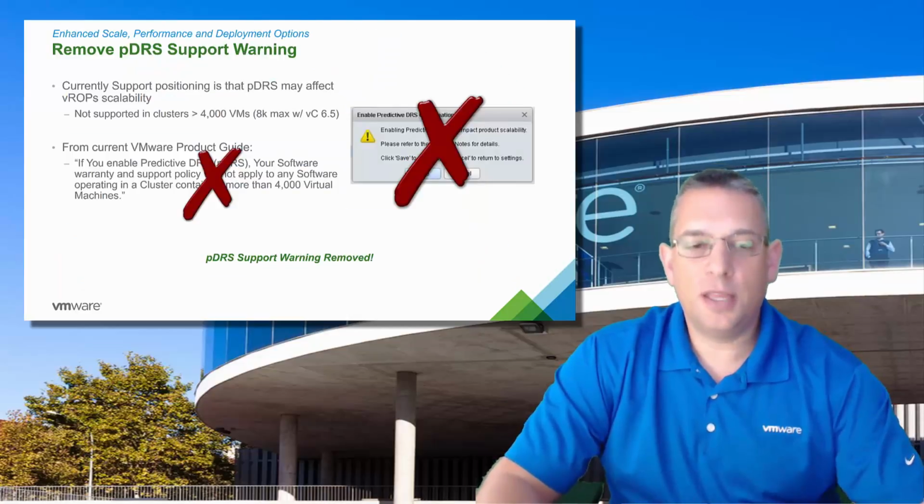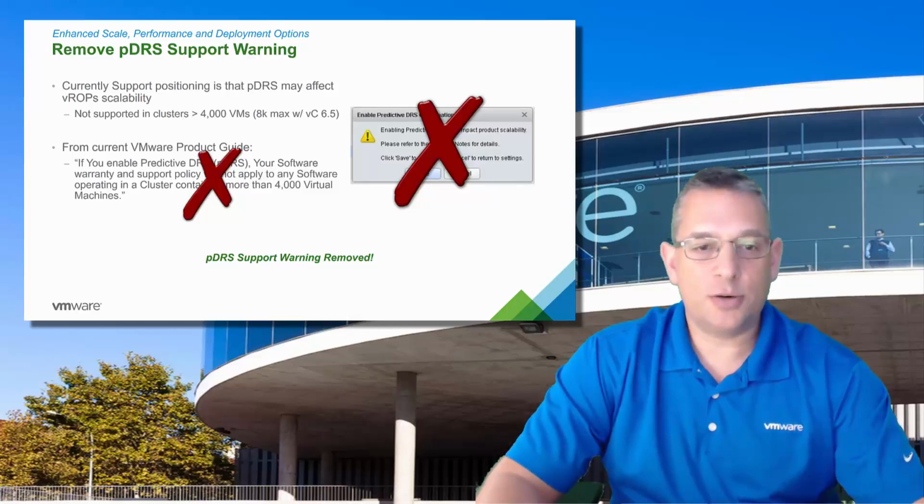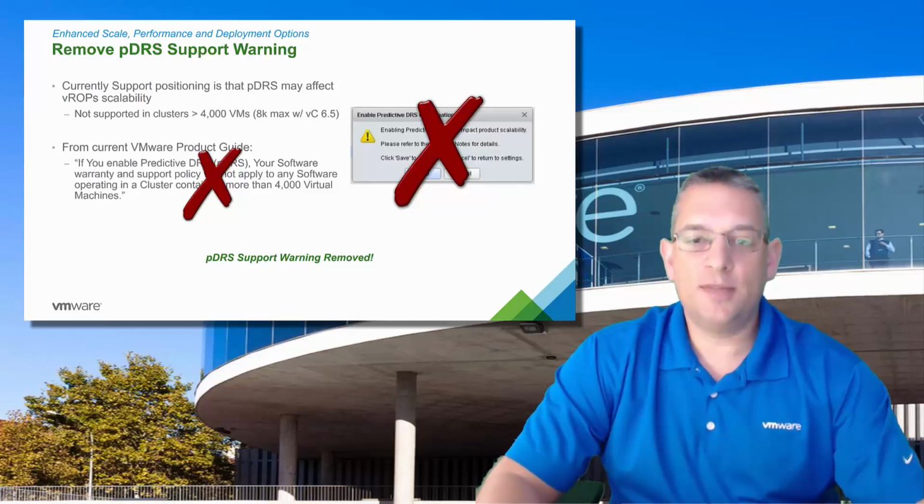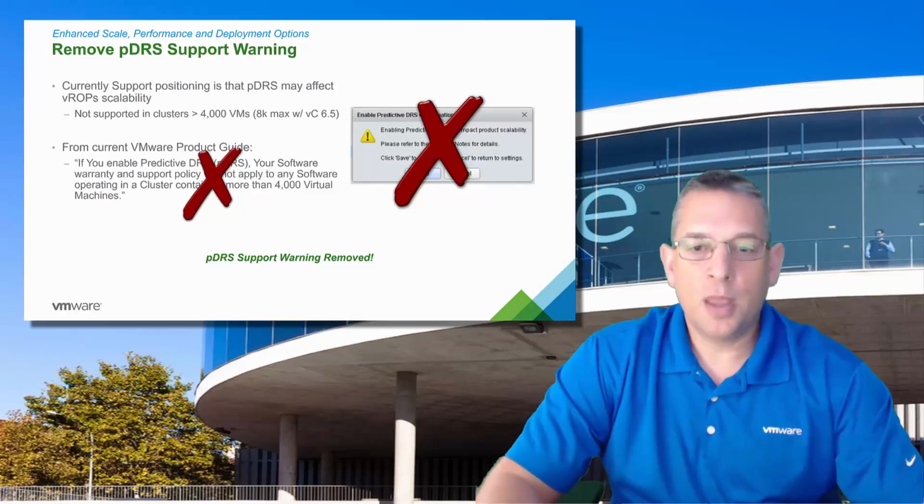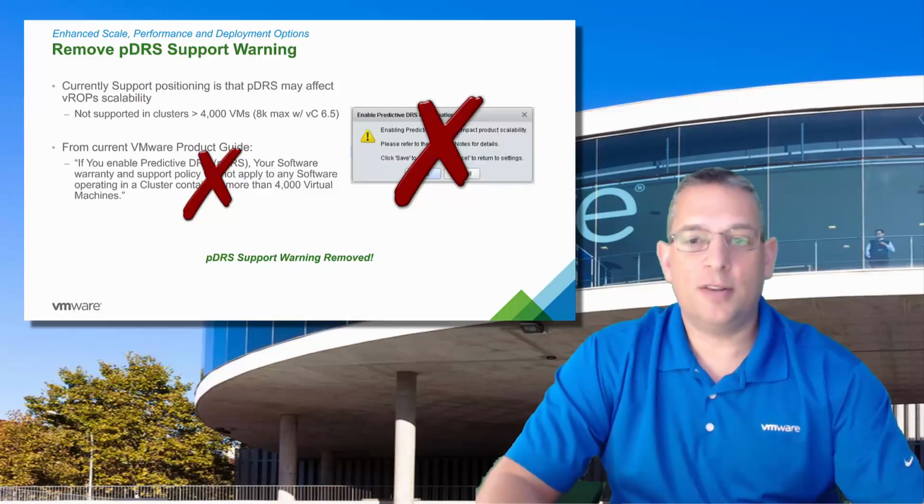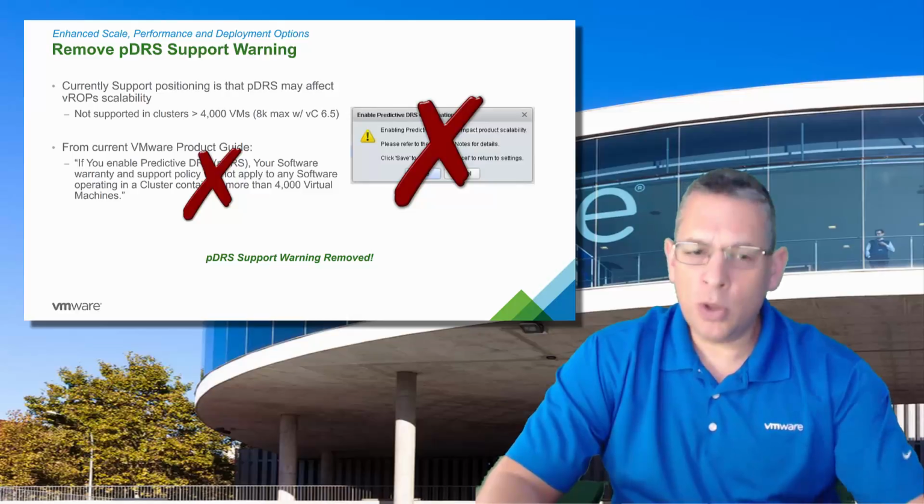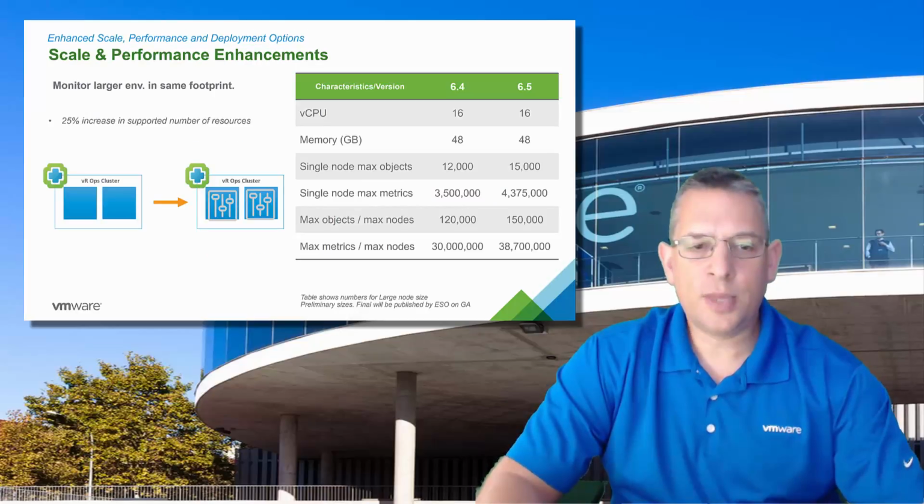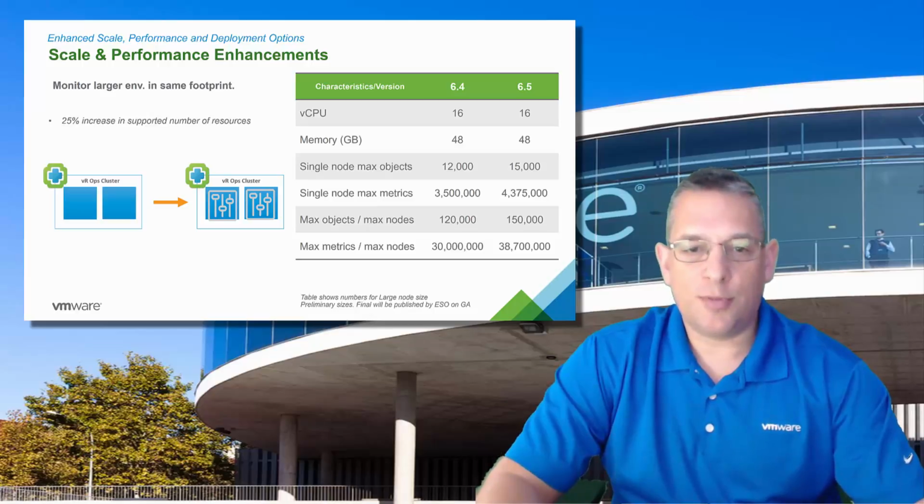So first off, the first enhancement under the enhanced scale, performance, and deployment category. In the previous versions of vRealize Operations Manager, or vROps as I'm going to call it from here on out, the supported position was that predictive DRS, Distributed Resource Scheduler, or PDRS, may affect the vROps scalability. We no longer feel that this is an issue anymore, and we've removed the associated warning with that during the install process. The second item is we have made scale and performance enhancements which allow you to monitor larger environments with the same size footprint as in older versions.